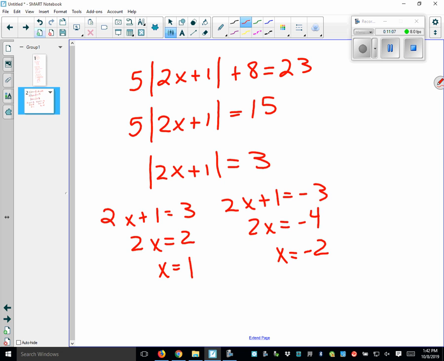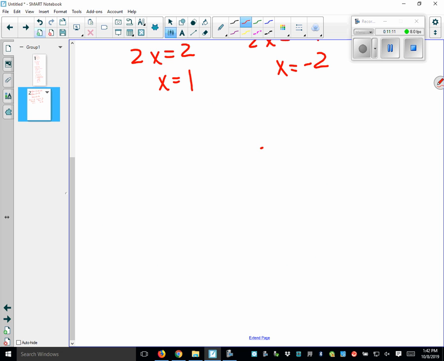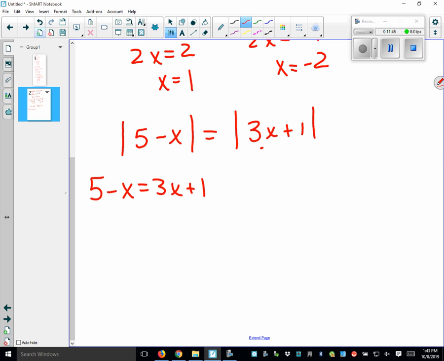So what if I give you a harder one? Would you like an example? The absolute value of 5 minus x is equal to the absolute value of 3x plus 1. When I have two absolute values equal to each other, the first time I write it with no absolute value, don't I? So 5 minus x equals 3x plus 1. The second time I write it, I make the absolute value on the right all negative, don't I? Or change all the signs. So 5 minus x equals negative 3x minus 1.